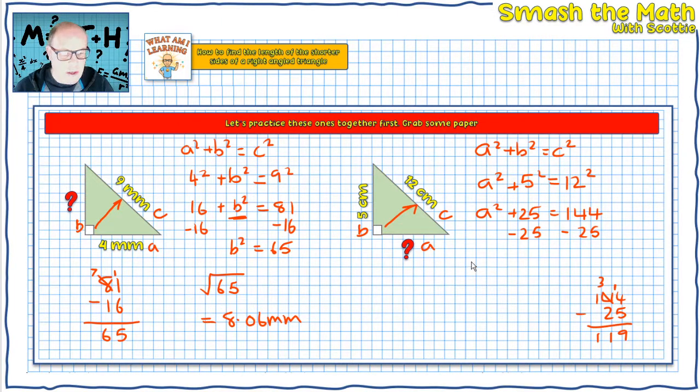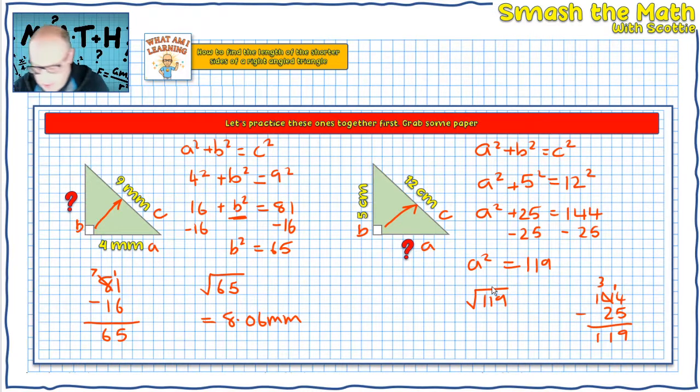So now we've got A squared. 25 take away 25 is 0, equals 144 take away 25, which was 119. So the size of the square underneath there is 119 centimeters squared. But we don't want the square. We just want the side. So we're going to square root it.